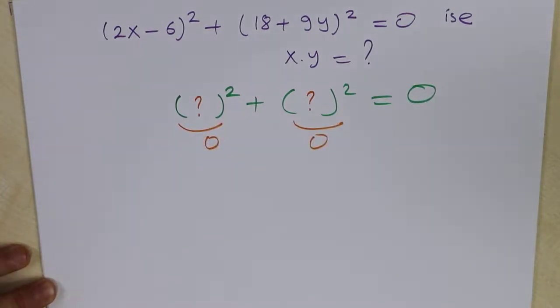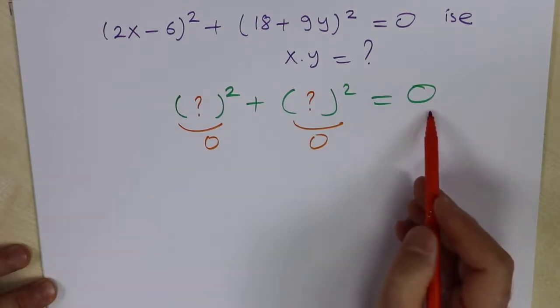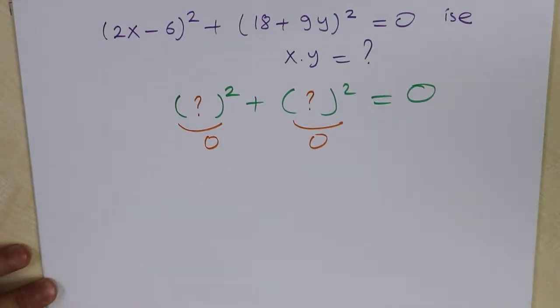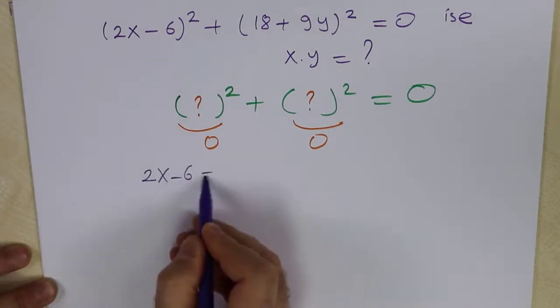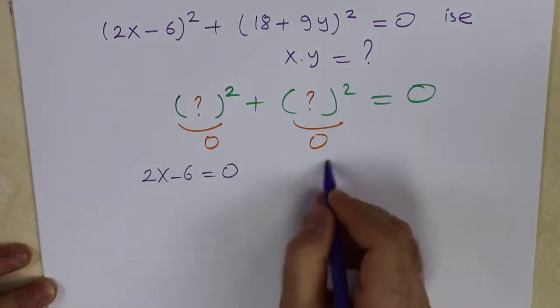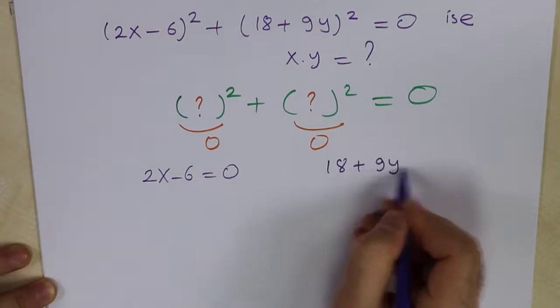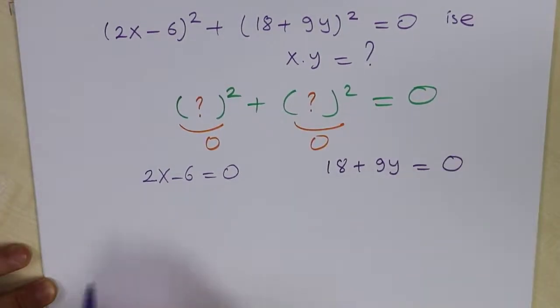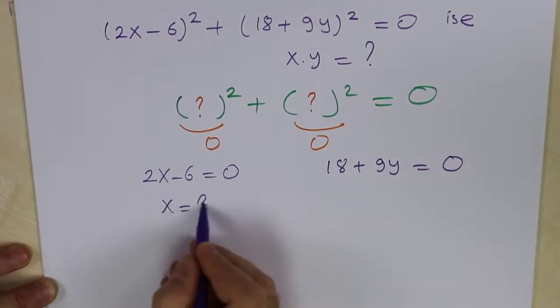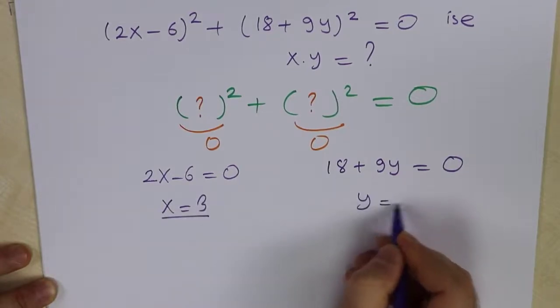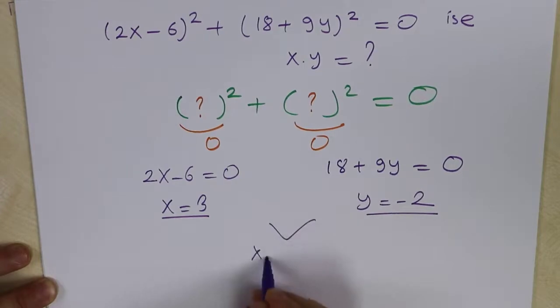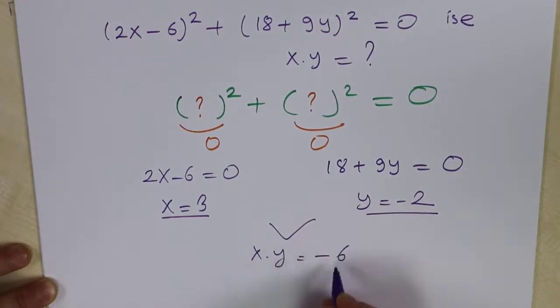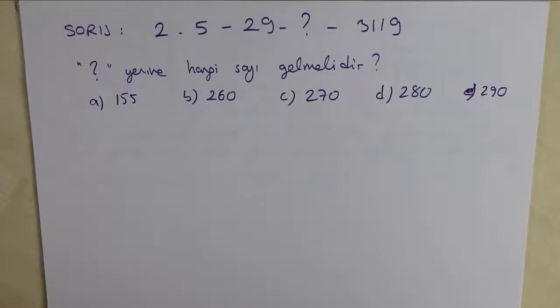So in this case, since the right side is equal to 0, the inside these parentheses must be 0. Based on this, it is extremely easy to solve the question. Then inside the first parenthesis will be equal 0, and the second parenthesis equal 0. So 2x minus 6 equals 0. That's x equals to 3, and 18 plus 9y equals 0. That means y equals to minus 2, and then x times y equals to minus 6, and this is the result of this question.